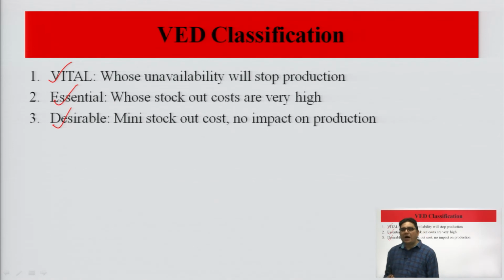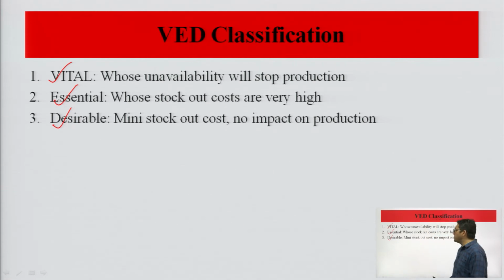So, these are those items that are very important for the organization. If the company does not have sufficient inventory, the production of the organization goes into problem. So, this is what vital is: vitals are those parts which are very critical for the organization and are very likely to impact the overall production of the organization.